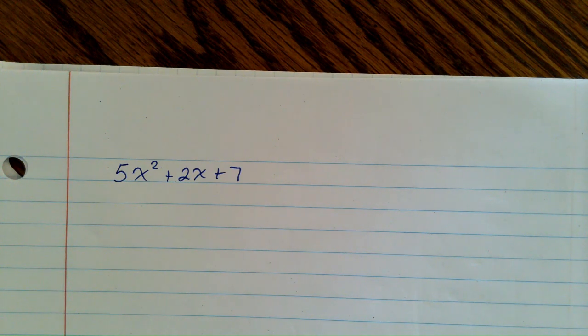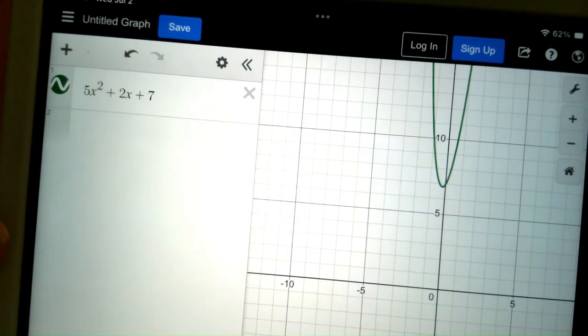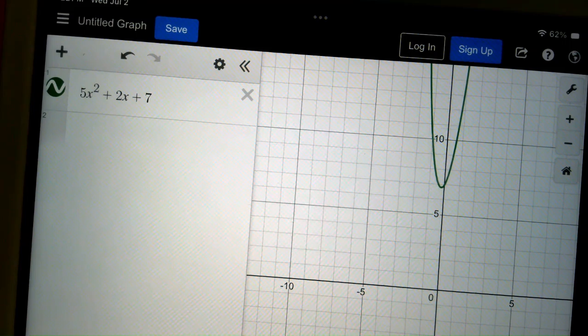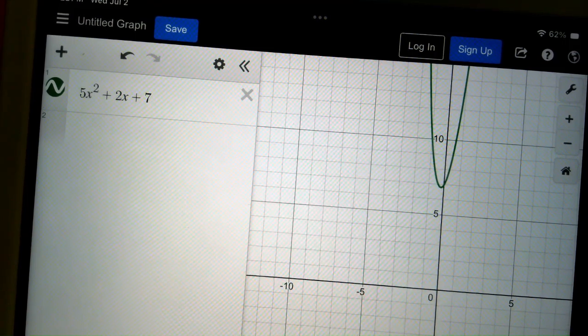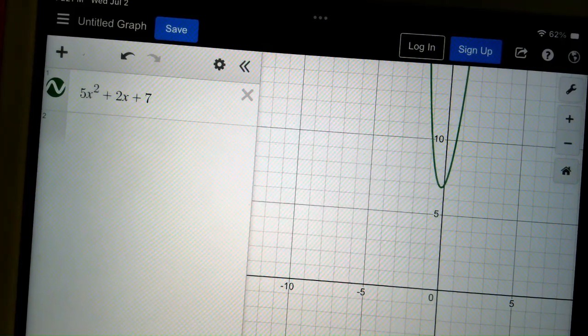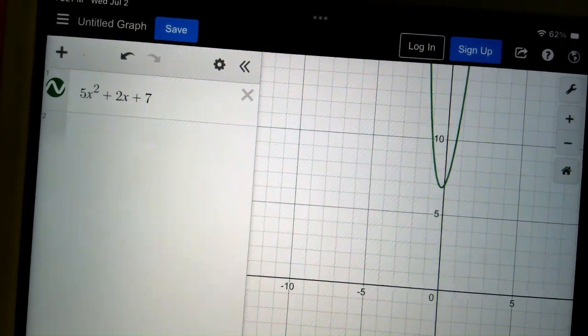So to double check before we get started, we're going to go ahead and graph it in Desmos. And when we graph it in Desmos, we see that it never crosses the x-axis. Because it never crosses the x-axis, it is not factorable using real numbers. Therefore, it is prime.